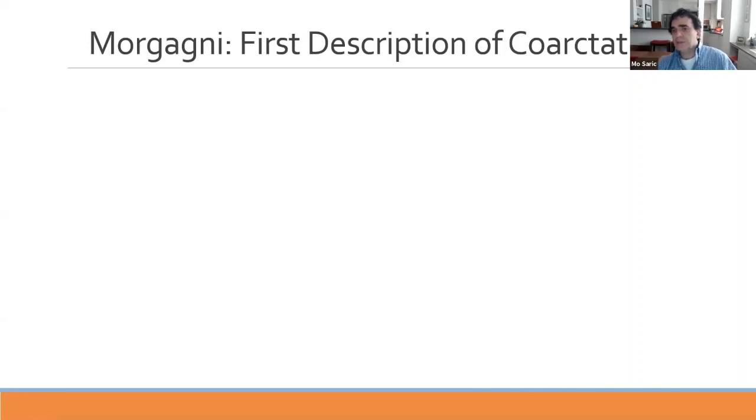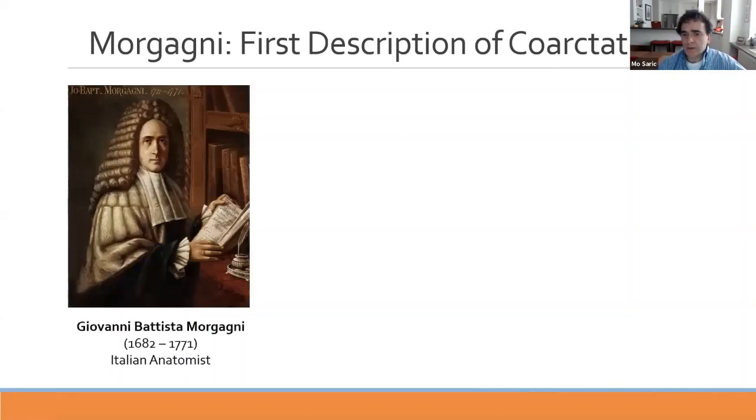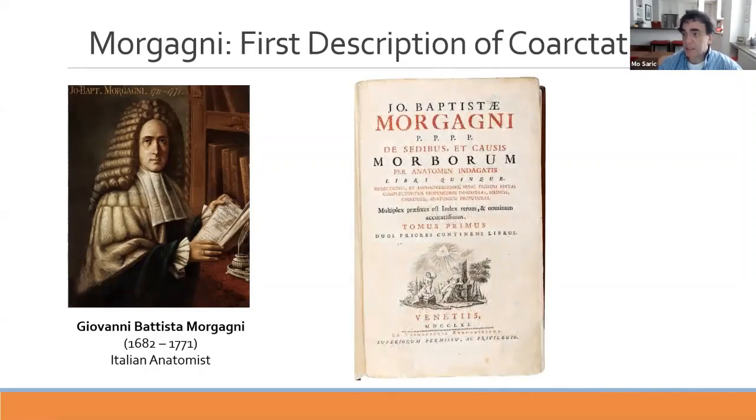The first description of aortic coarctation is credited to the Italian anatomist Morgagni, Giovanni Battista Morgagni, an Italian anatomist from the late 1600s and early 1700s. This is his original publication on the location and causes of the disorders.